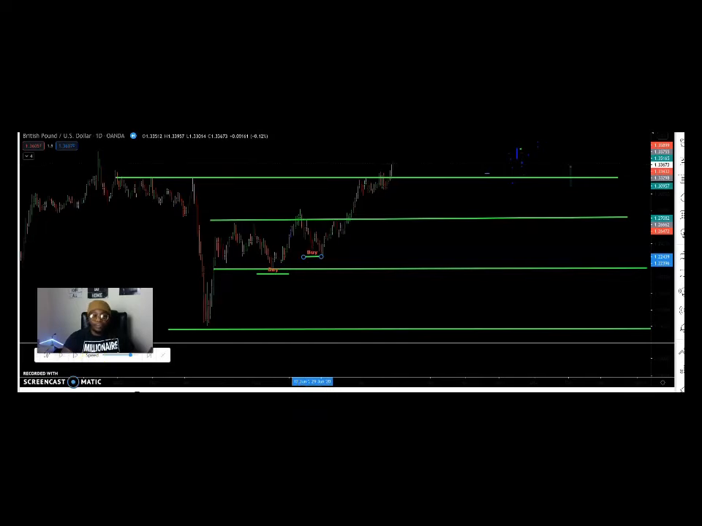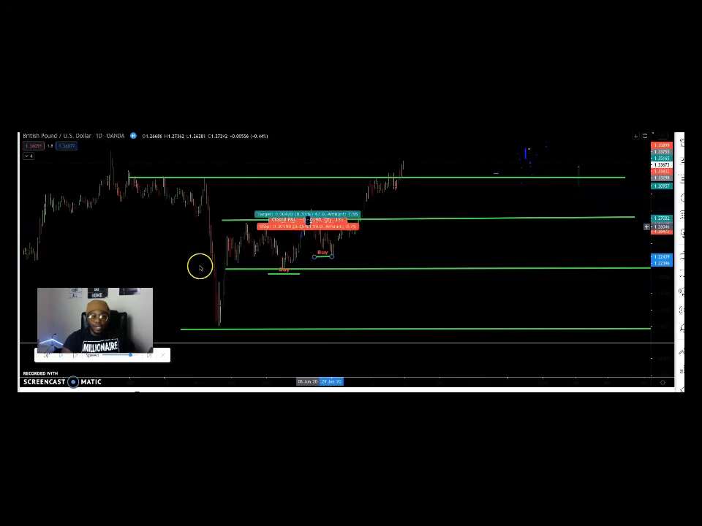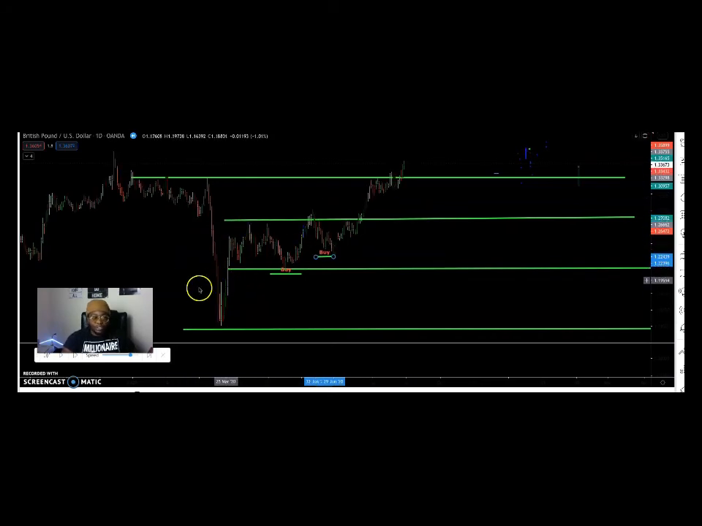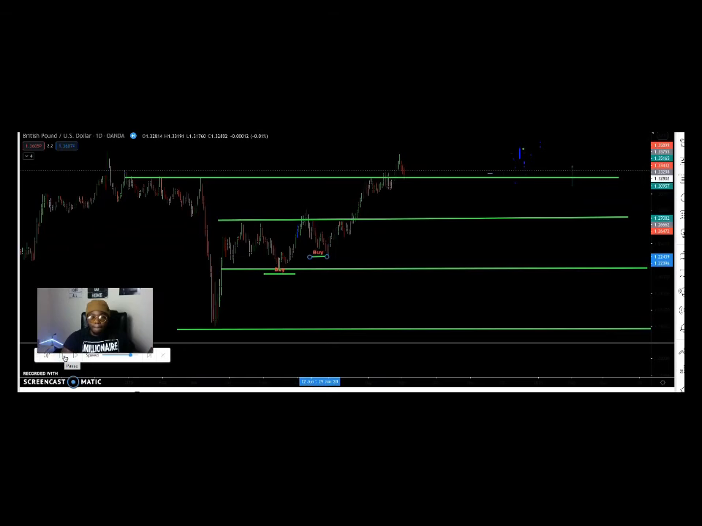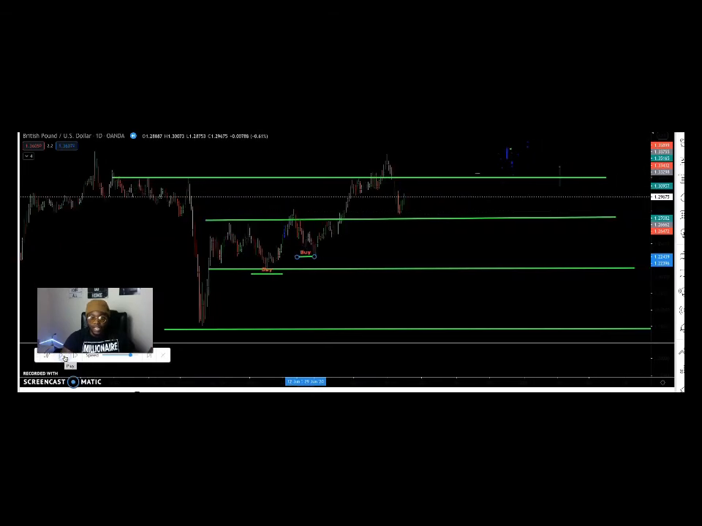All right. Now it broke this level, and once again, you can wait for the retest, which is going to do, or you can get in off the breakout. Me, I would highly recommend waiting for the retrace. Right here, like I told you, the retrace, boom, came all the way down to test that level. Now, what you want to do is get in for a buy at the lowest point.